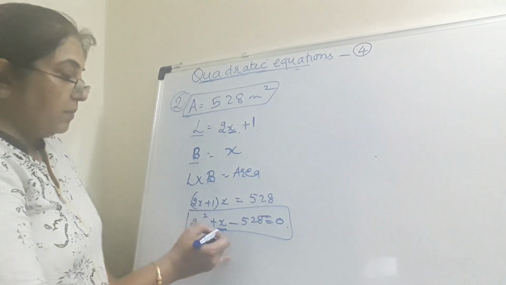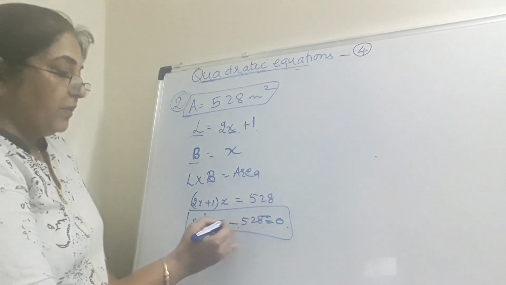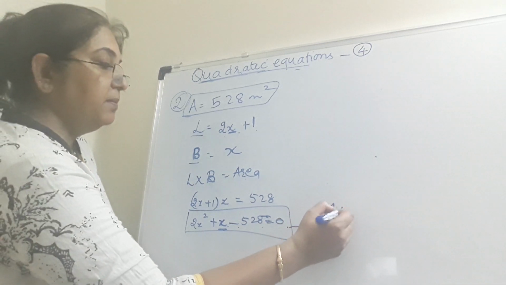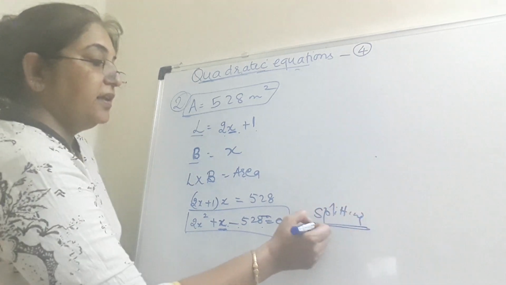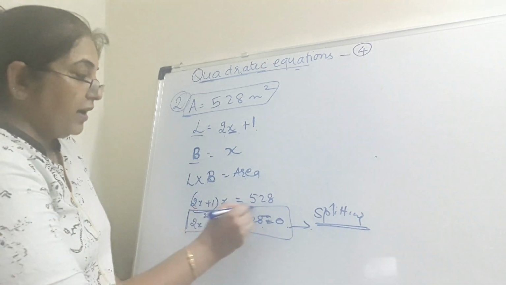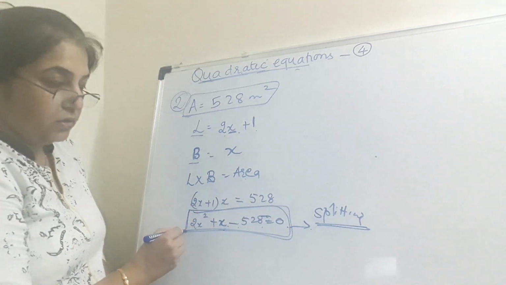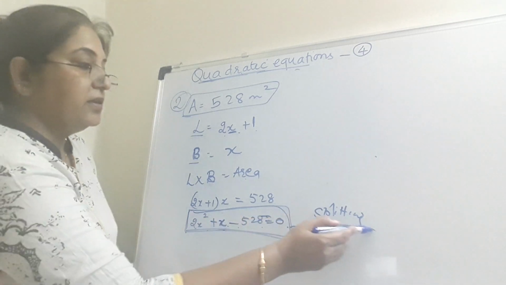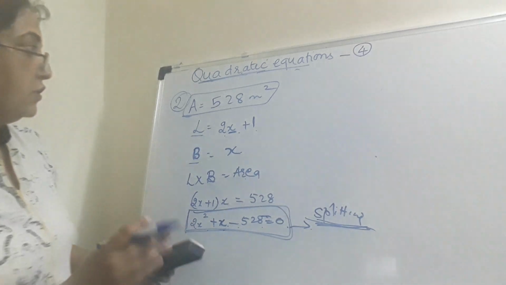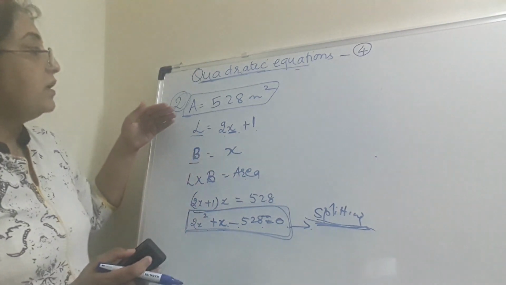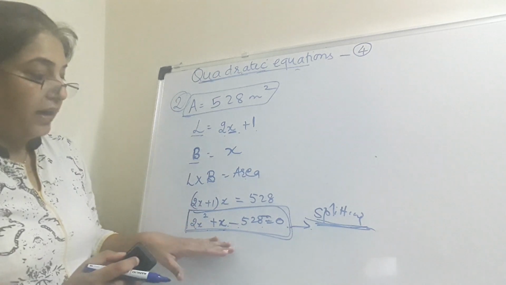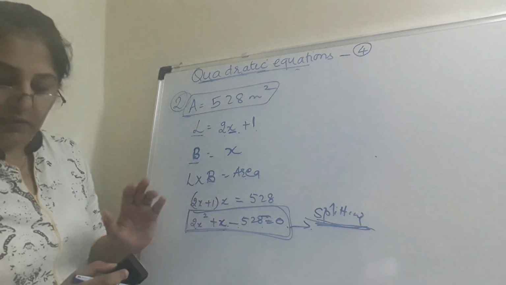Now for this 2x square plus x minus 528, the answer for x can be calculated by the splitting the middle term method. Splitting the middle term method also we have done. So therefore this is a quadratic equation, and to find the answer or the roots of the equation we can use the splitting the middle term method. This is one question. So I am trying to explain to you how we can solve a word problem, how we convert it into the quadratic equation form and find the answer.